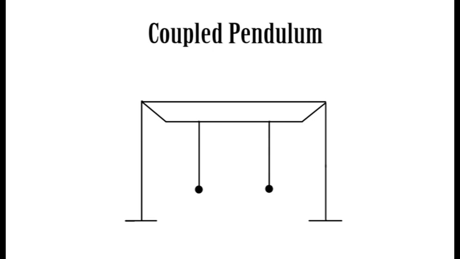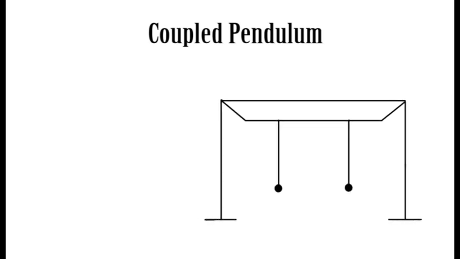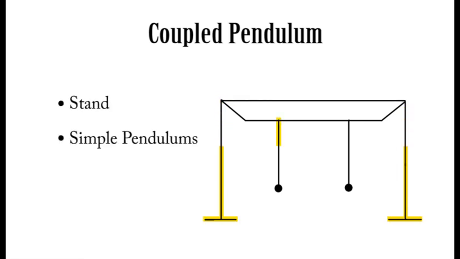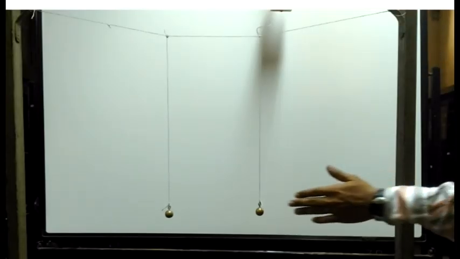Let's look at the components of a coupled pendulum. This is a stand, and here we have one simple pendulum with a bob at its end, and we also have another simple pendulum with a similar bob. The other ends of both pendulums are attached to a coupled medium, which is a thread in our case. Let's look at it in action.